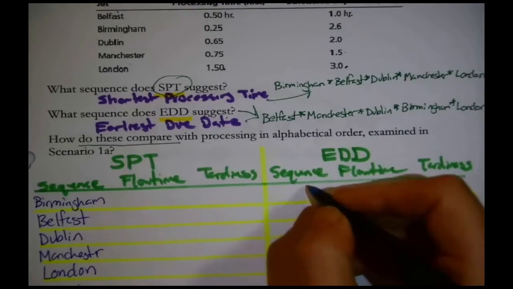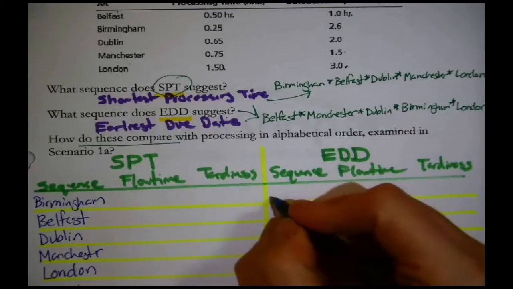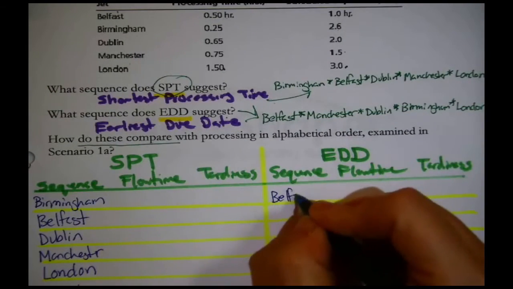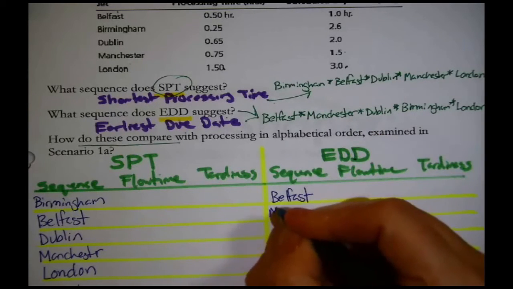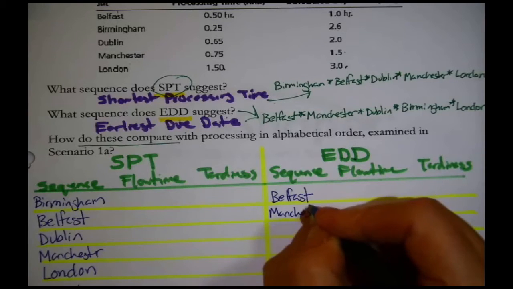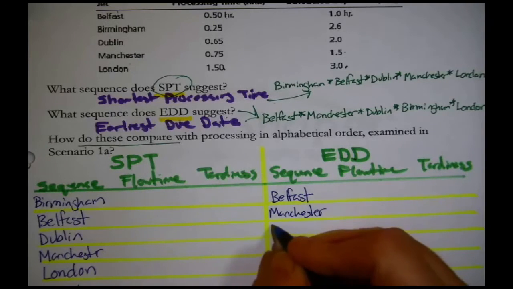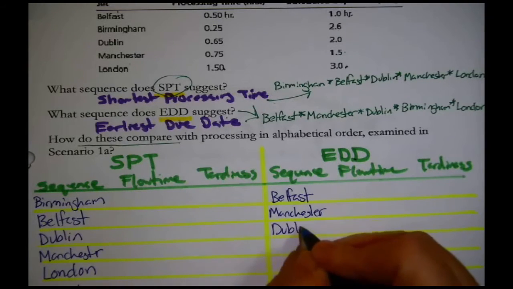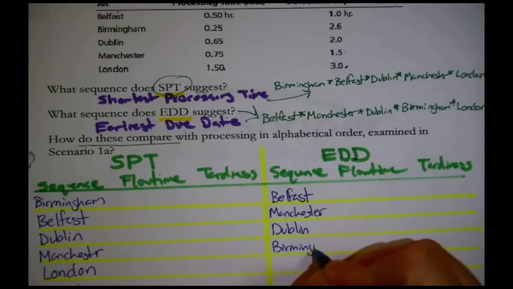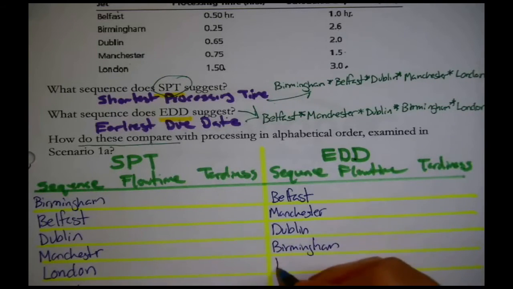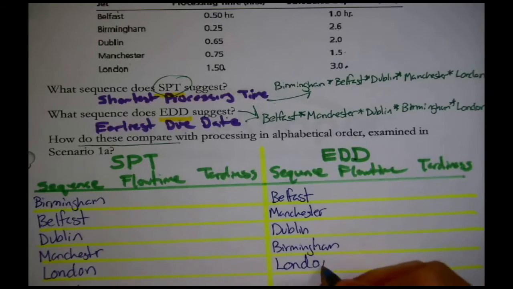I might as well copy in earliest due date as well. Belfast is first in that sequence, earliest due date, then Manchester, then Dublin, then Birmingham, and then London. All right, let's work on shortest processing time.